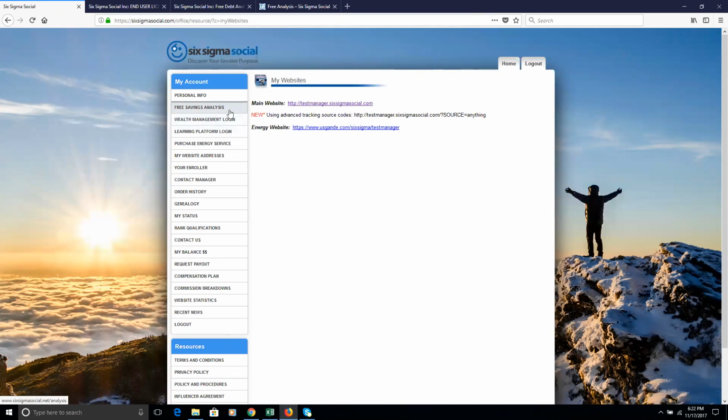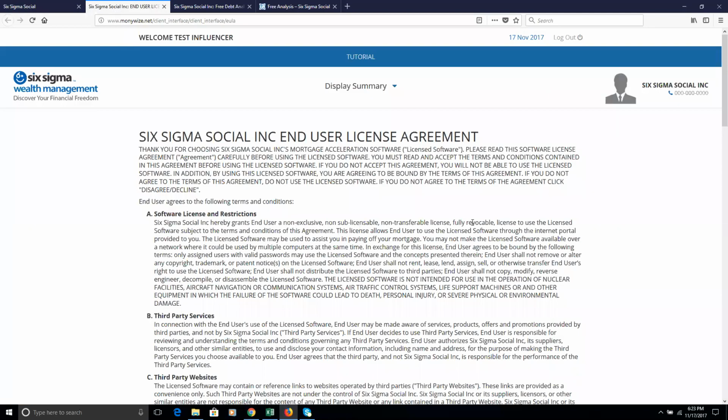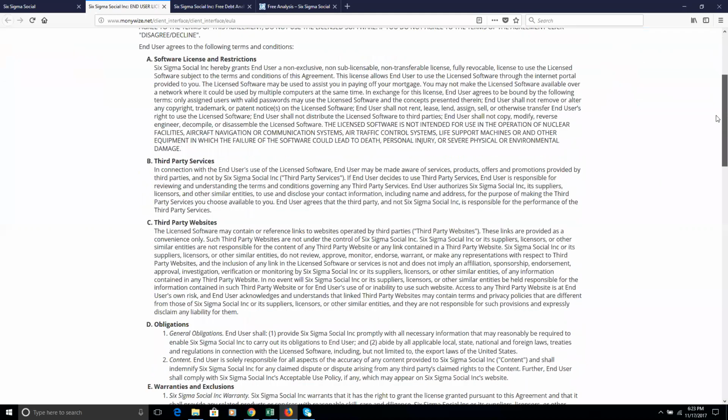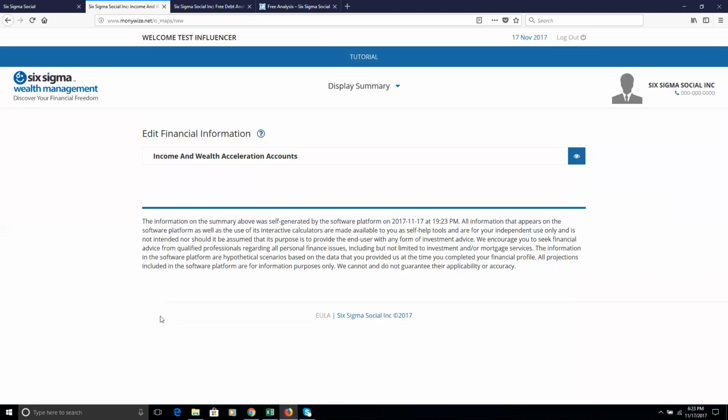We already talked about free analysis. At any time, somebody can repeat a free analysis in case their circumstances have changed, and they can personalize it to themselves. They'll click on the wealth management button, and the first time they go in, there's a user agreement, and we're able to, as always, agree. As anybody that uses software will know, we are expected to click the agreement for the software.